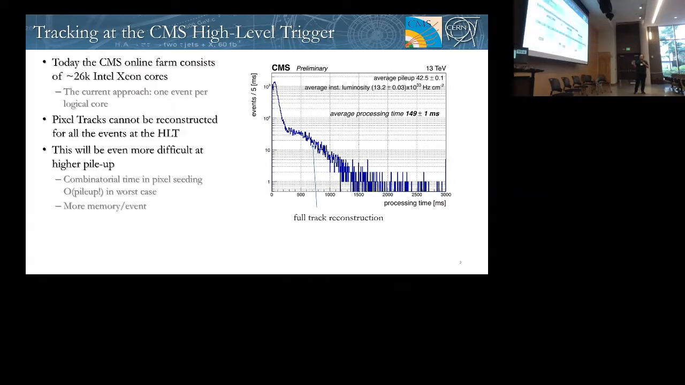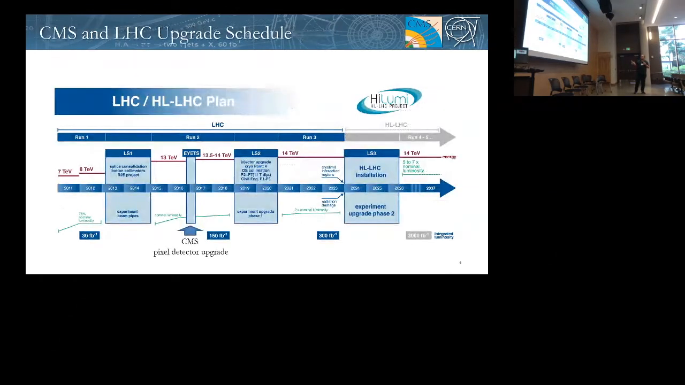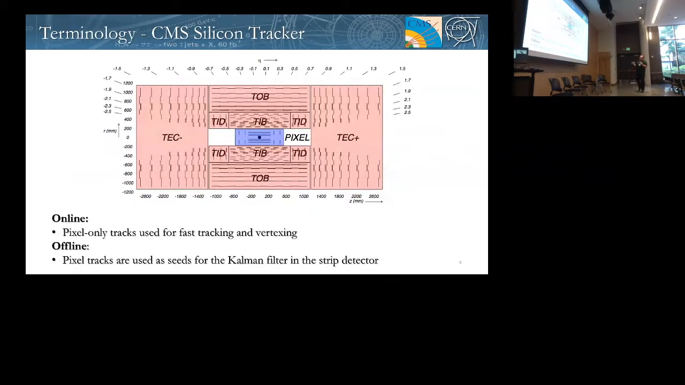So we are talking about basically this upgrade, the long upgrade, and we are targeting this Run 3. So the idea behind online pixel tracking is to do fast tracking and vertexing using the information coming from the pixel detector. This is what we do online. Offline, instead, pixel tracks are used as a seed for a Kalman filter in the outer tracker.